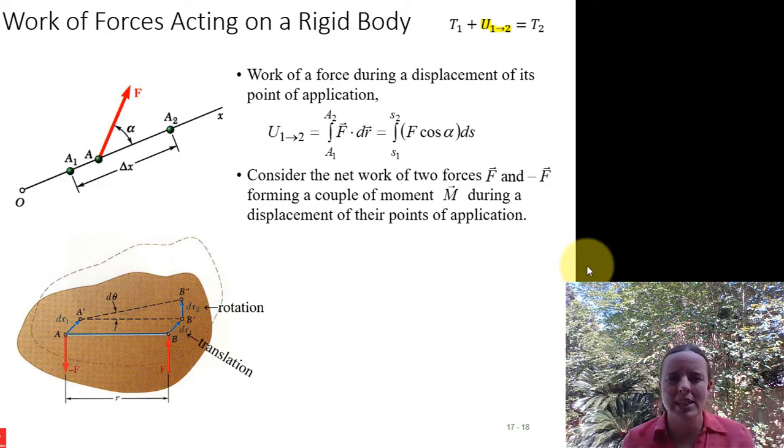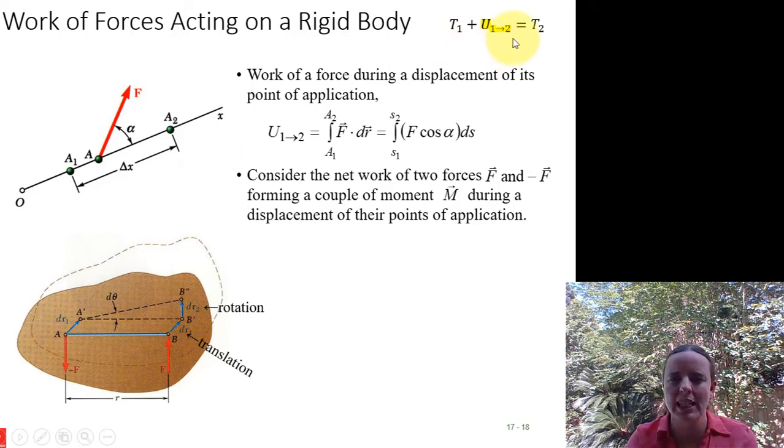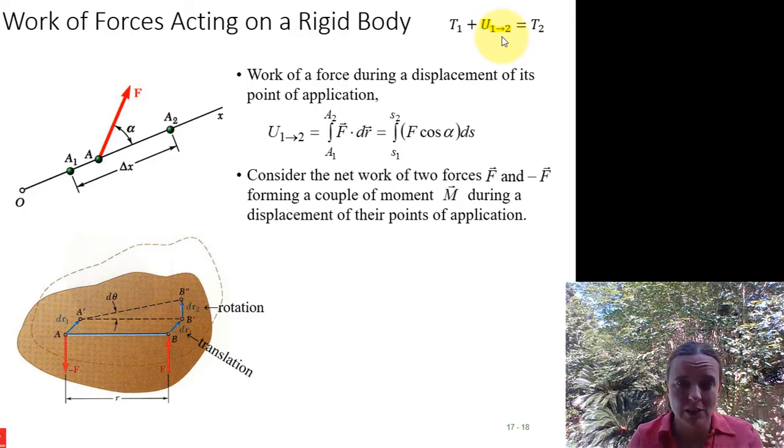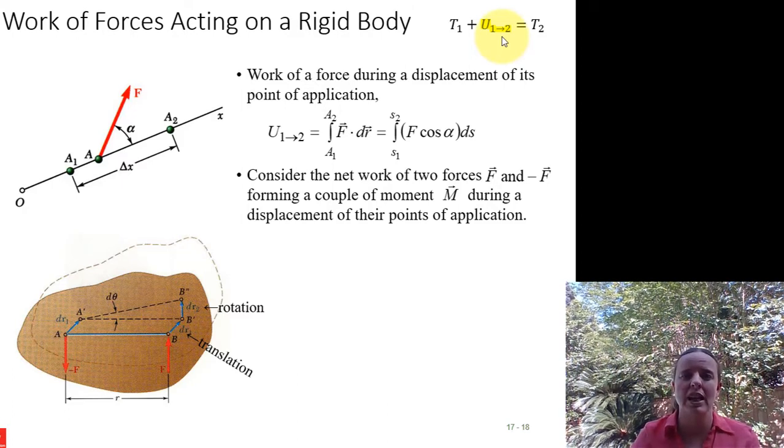Okay, work of forces acting on a rigid body. So in our energy balance equation, we're looking at this middle term here. This is the piece of the puzzle that changes the energy of the system. And we'll look at both changes in the translational motion of the system as well as changes in the rotational motion of the system. Back to work.